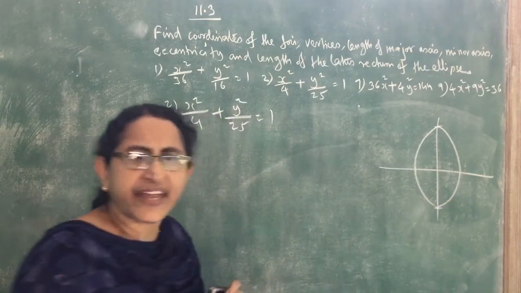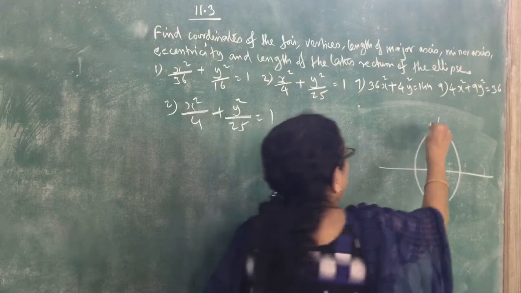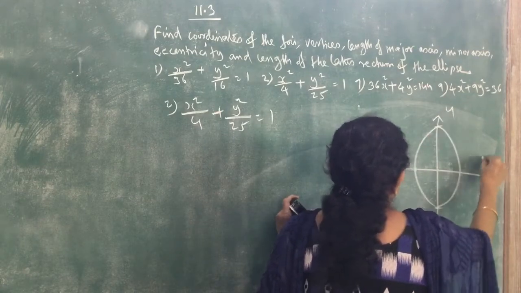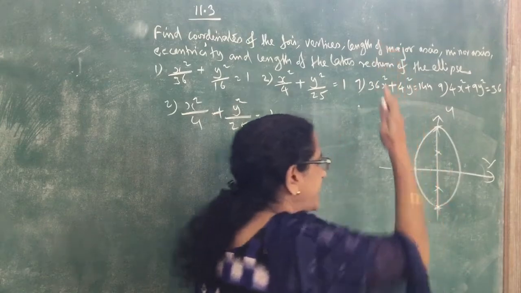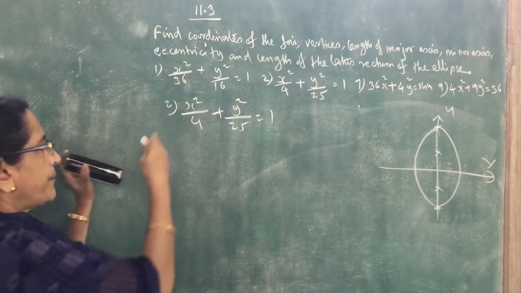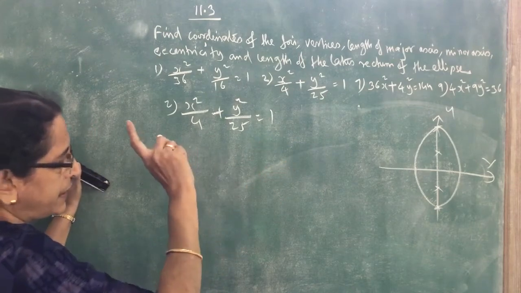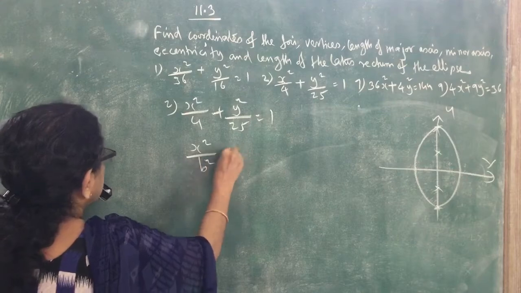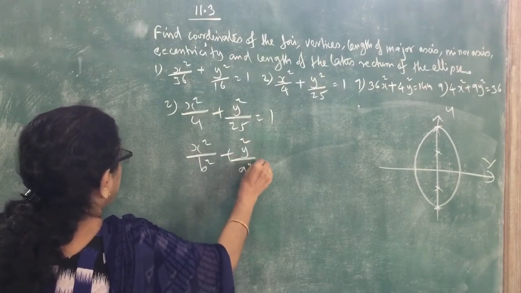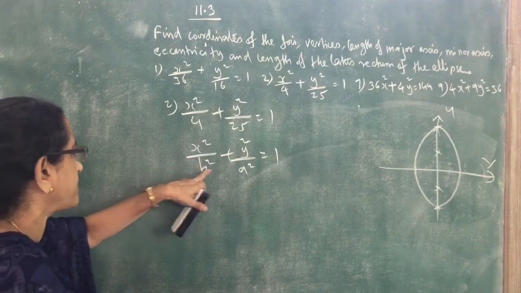So this is the second type of ellipse. Here the vertices lie along the y-axis. This is the y-axis, this is the x-axis. So vertices and foci lie along the y-axis. Compare with the standard form. The equation of this type of ellipse is x square by b square plus y square by a square equal to 1. So compare with the standard form and find b and a.